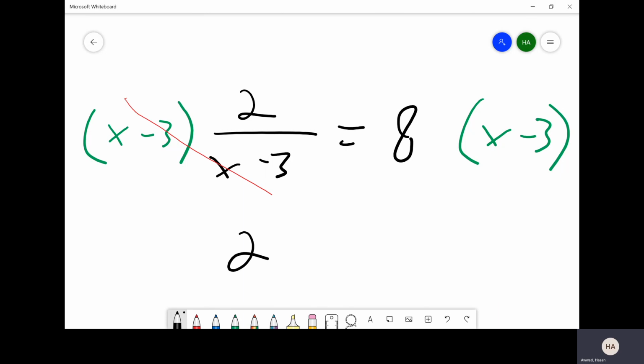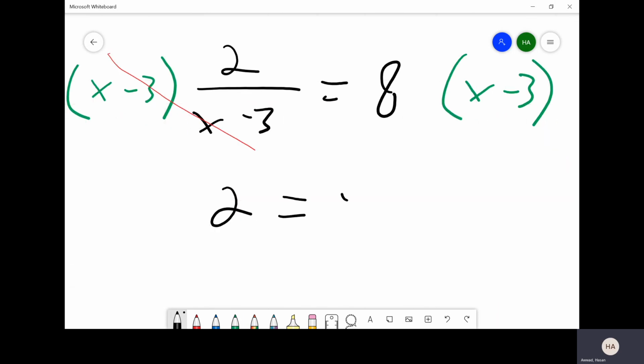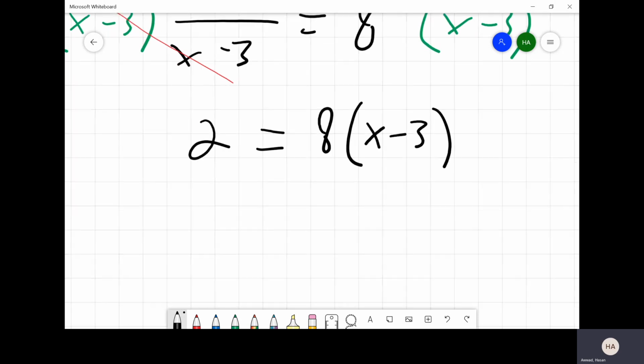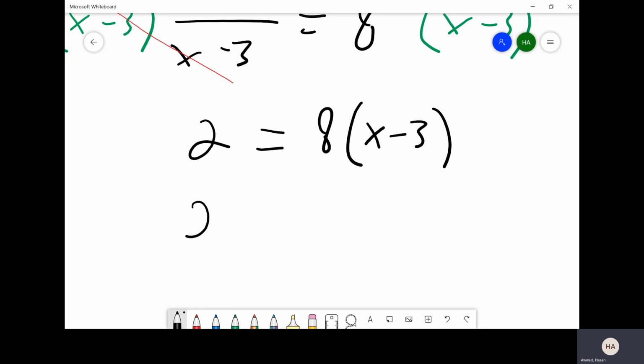We end up with a 2 on the left, and we have 8 times x minus 3. Our next step here is we want to distribute the 8, right? We want to try to get x by itself. So we carry the 2 down. We distribute the 8 to each piece. We get 8x minus 8 times negative 3 gives us a negative 24.